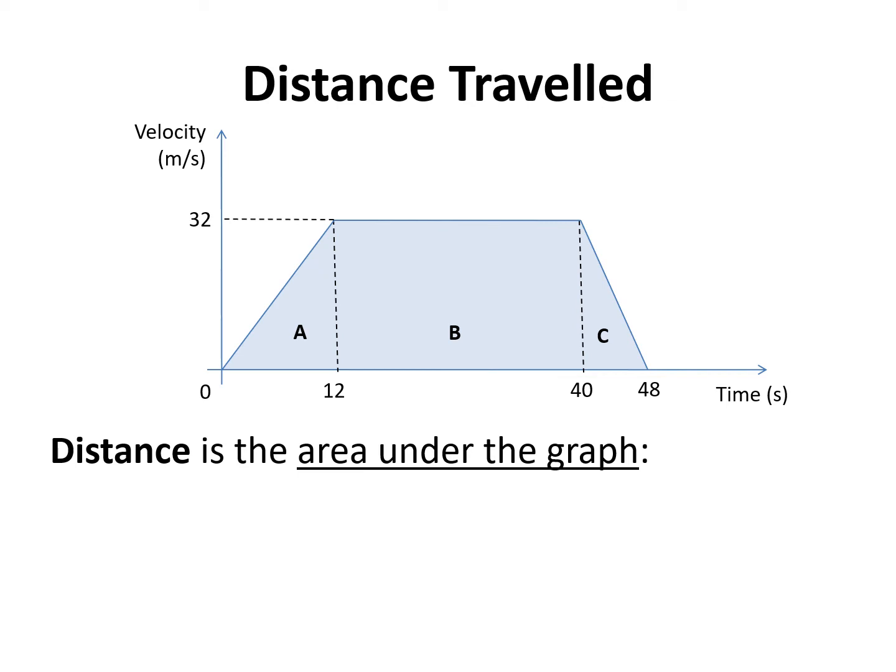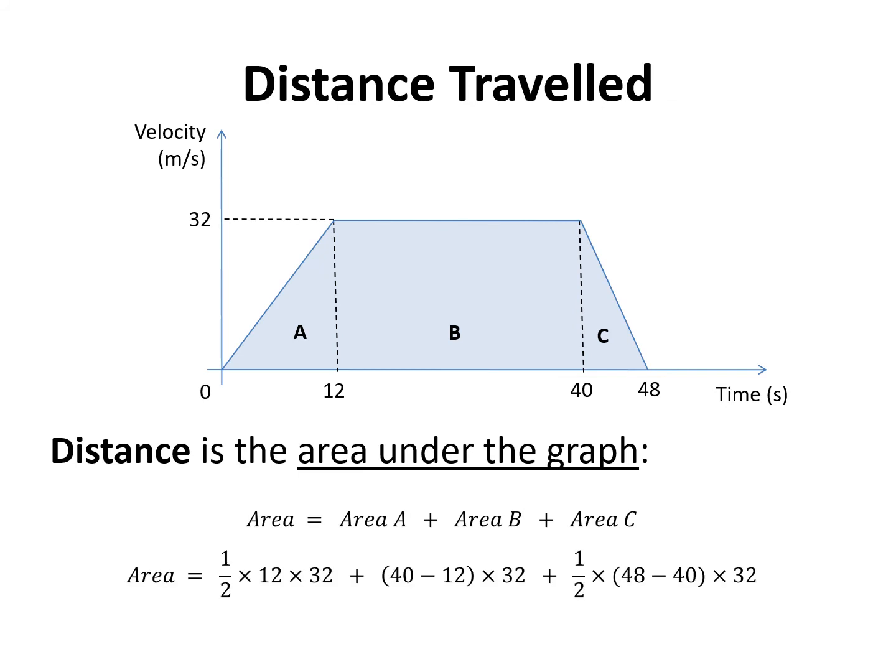The area of a triangle is just half times the base times the height. So the area of the first triangle is a half times 12 times 32. Then the area of B is its length, which is 40 minus 12, times its height, which is 32. And the area of C is half base times height, so it's half times 48 minus 40, and then times 32. If you do all that, you get an area of 1,216, and that must be the distance travelled, so that's 1,216 meters.